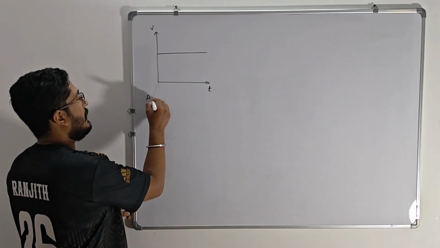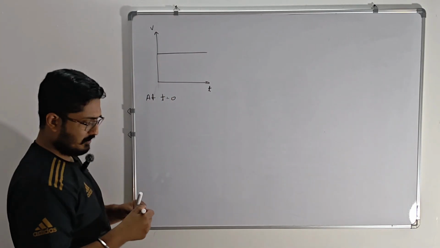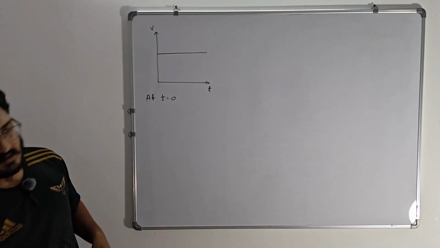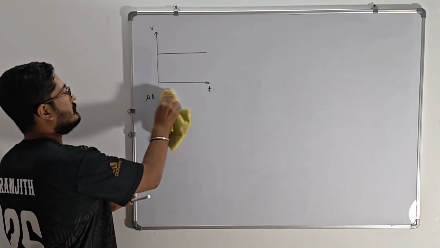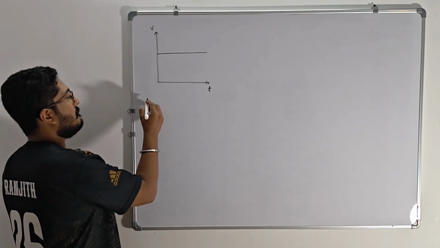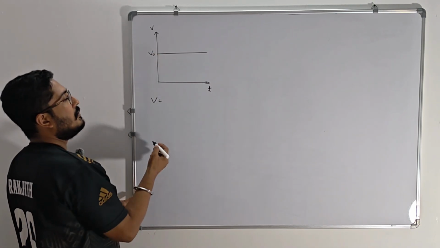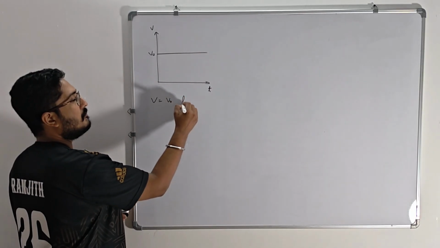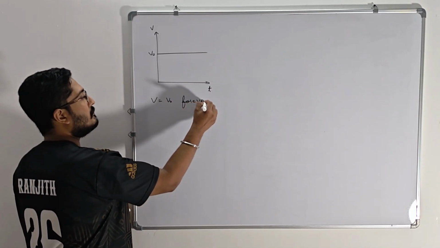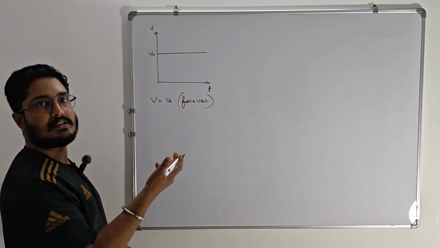Conclusion, at t equal to 0, why t equal to 0, right? Always. Why talk about even t equal to 0? Because this graph is a constant. So we can say that my v is equal to a constant value. Let us say this is v naught. So v is equal to v naught forever. Whatever the time may be, velocity is remaining constant.